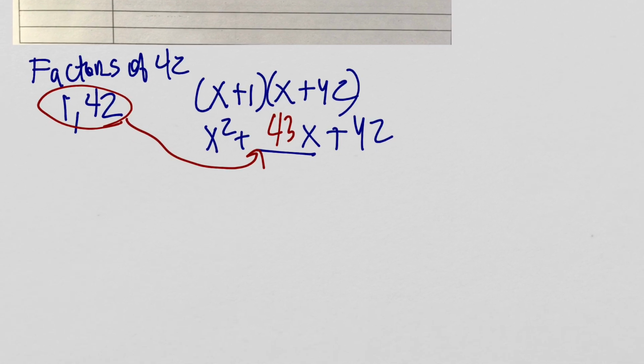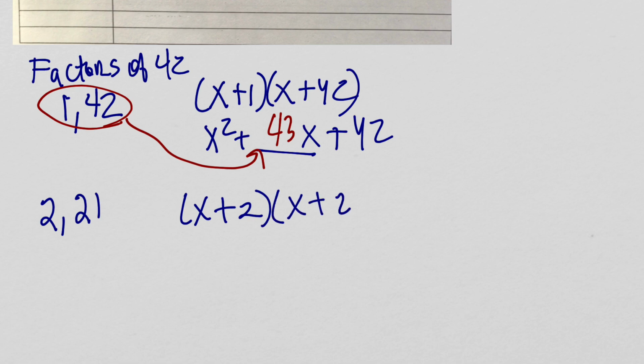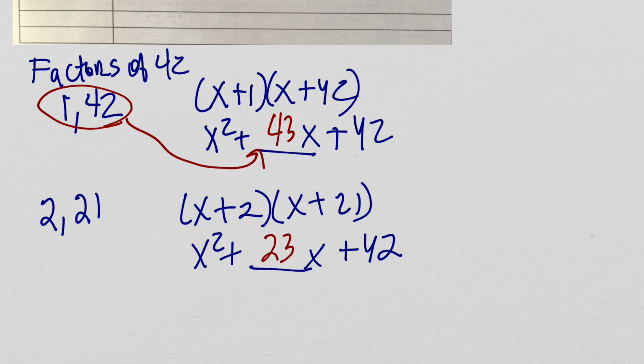All right, second set. What else is factors? 2 times 21. So when I put it in, x plus 2, x plus 21. So this is going to give me what in the middle in front of the x? 21 plus 2 is 23x. So these are the 2 values, and that's what the x value would be.